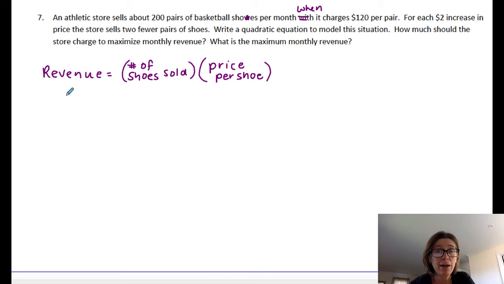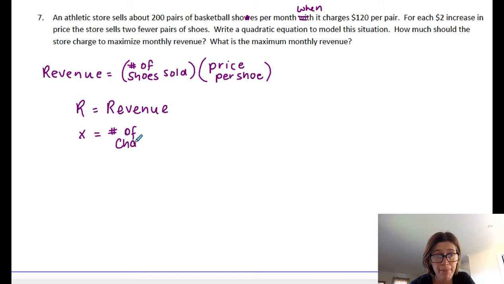So if we're writing a quadratic equation, we can say that R is our revenue. So we're going to let R equal revenue. And I'm going to let x equal the number of changes, increases or decreases, okay? All right, so let's think about that. If the price goes up, the number of shoes sold goes down. So in these models, we're always going to have one positive, one negative for the most part, okay? So I'm going to use that x to help me.